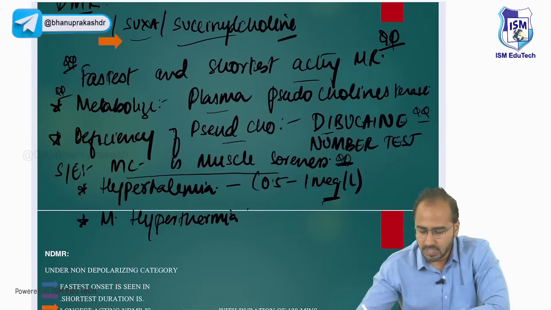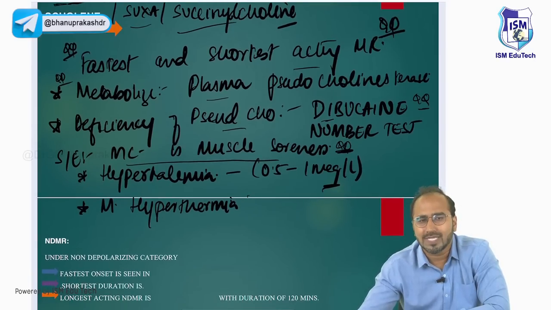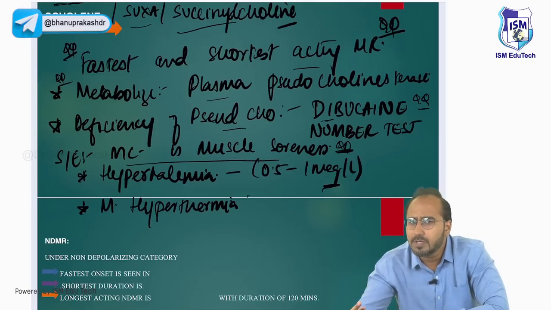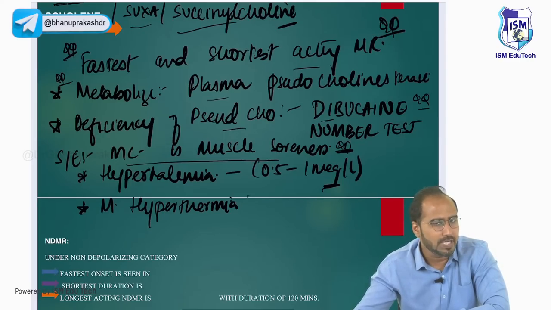So if you give succinylcholine to a patient, remember that the patient's pseudocholinesterase level should be normal. How will you come to know if it is normal? By doing the dibucaine number test. The most common side effect is muscle soreness.